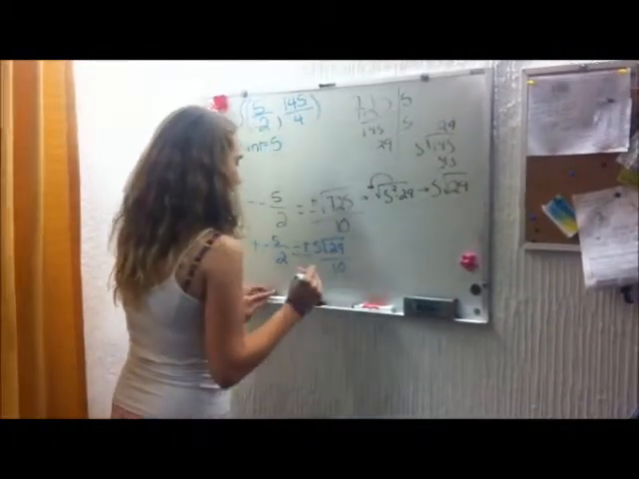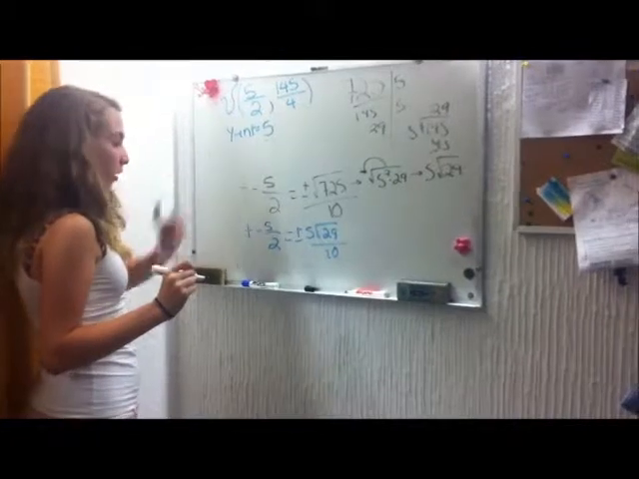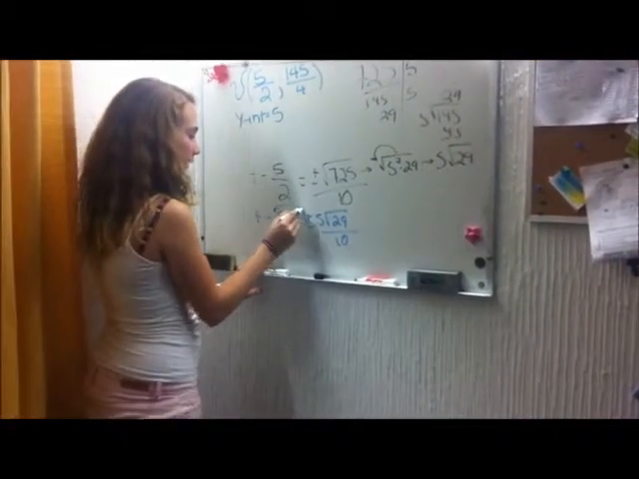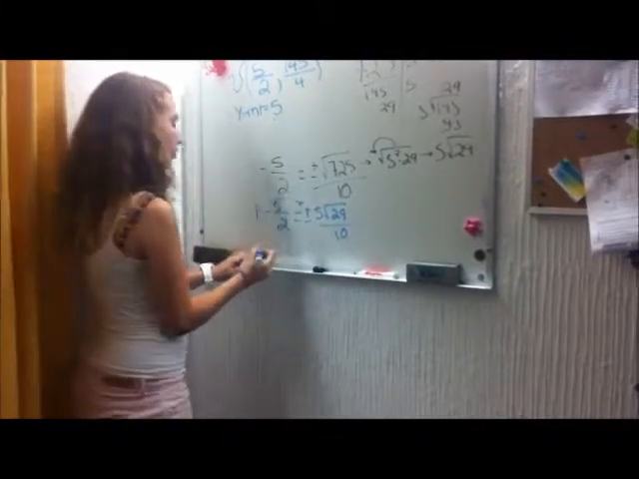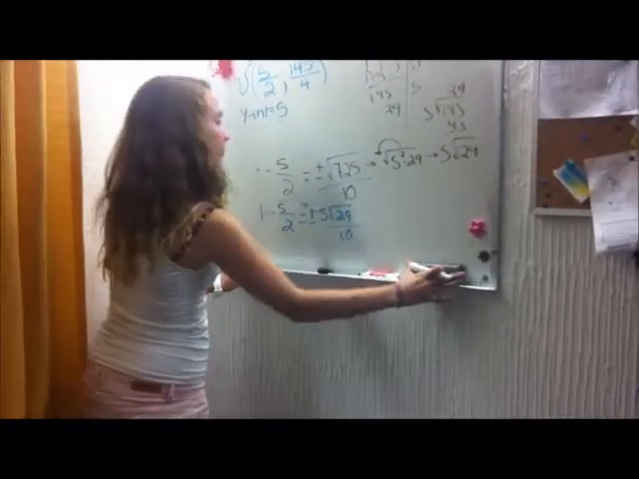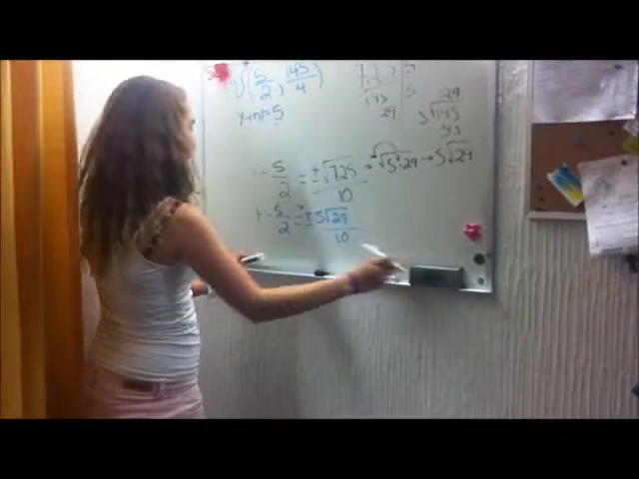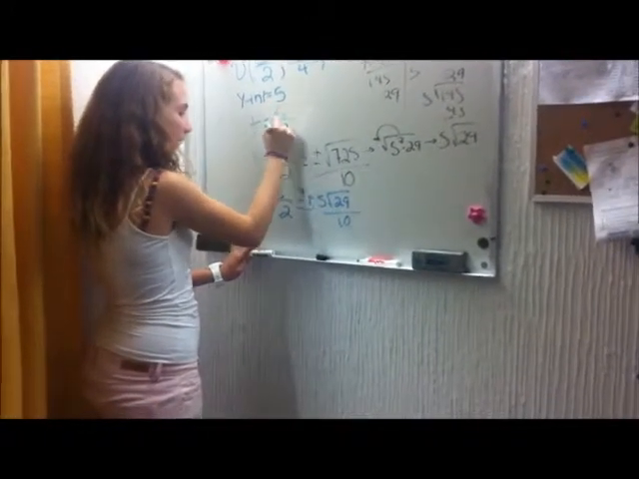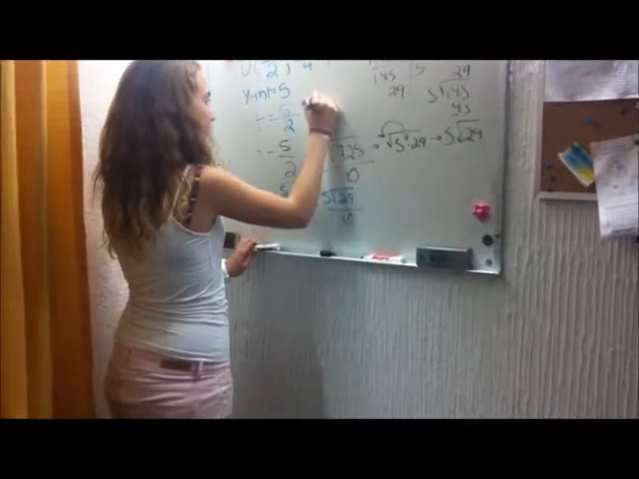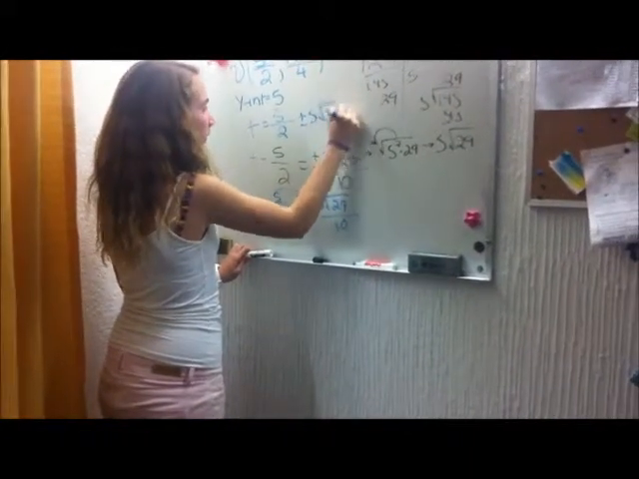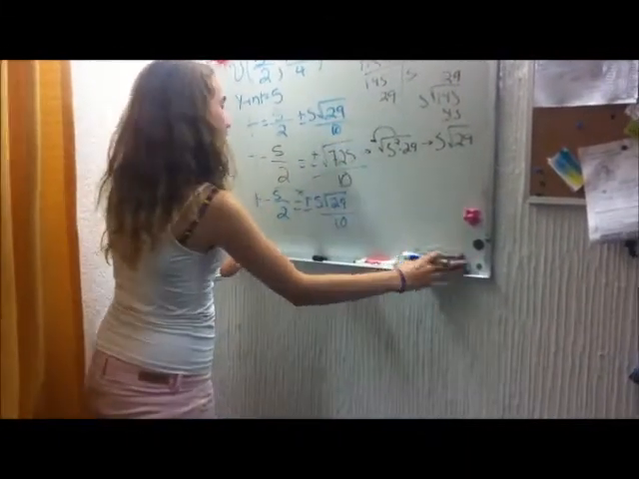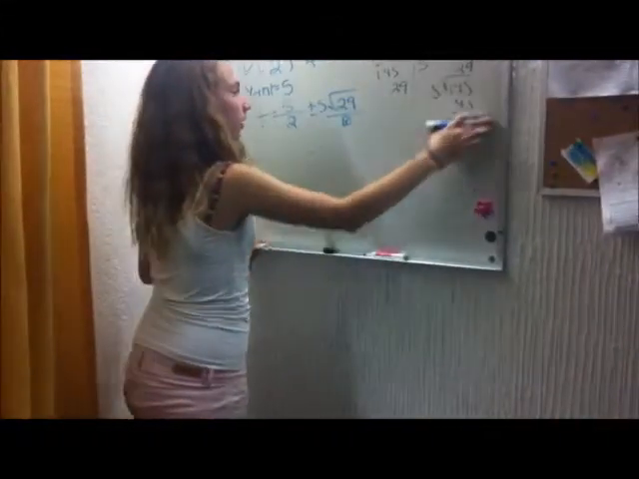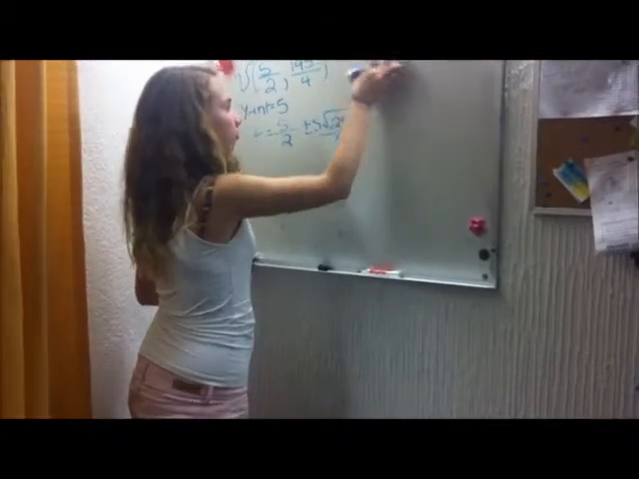The next thing we have only to do is to take this minus 5 halves to the side, and it's the opposite sign. So I'm going to write it over here: t equals 5 halves plus minus 5 times the square root of 29 over 10. Now that we got this equation, we can take our x-intercepts.